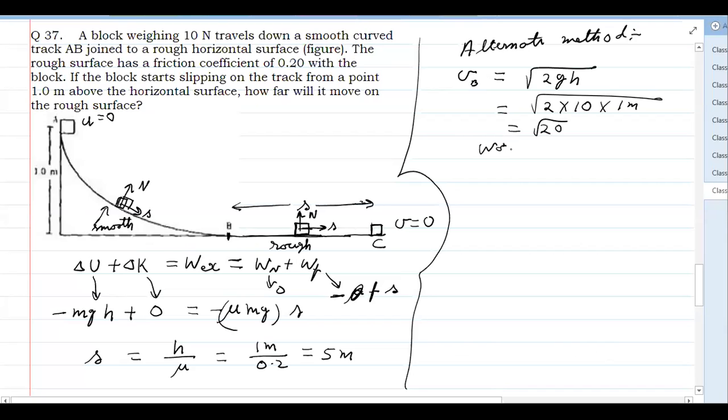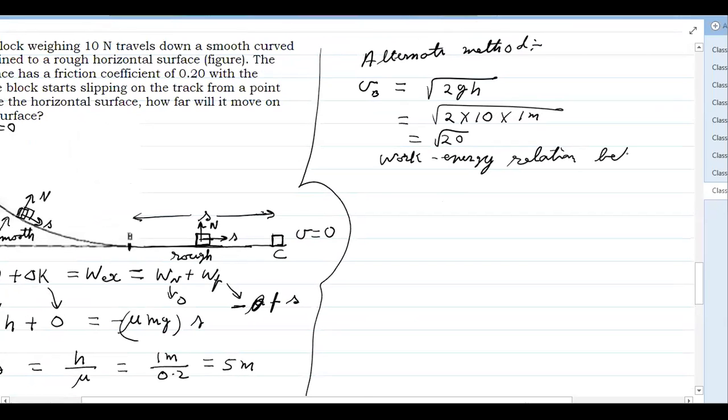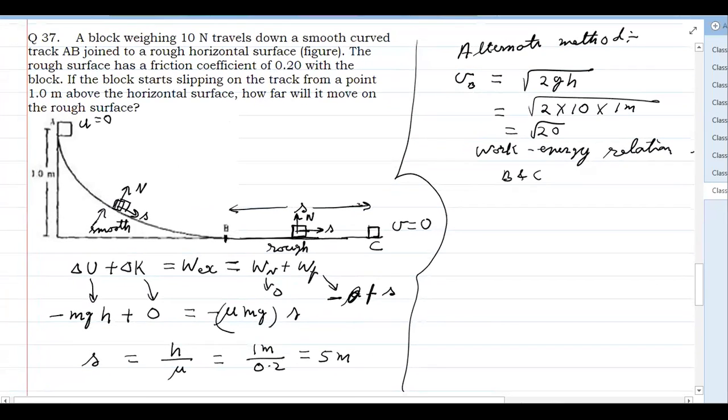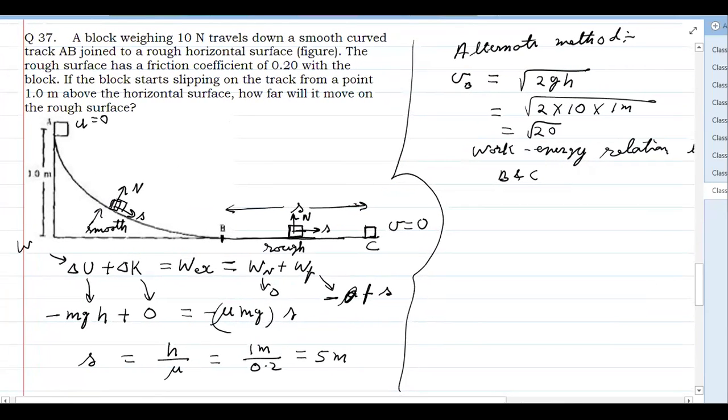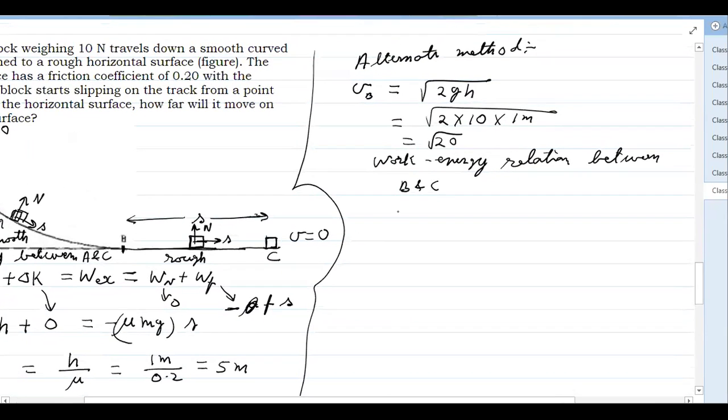The work energy relation between B and C. Here the earlier relation was between A and C, and this is between B and C. If you write between B and C, half m vc square, where final velocity is 0, minus half m vb square, equals the work done, which is minus mu mgs.